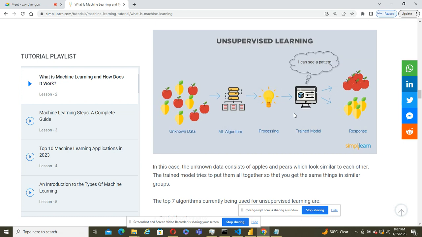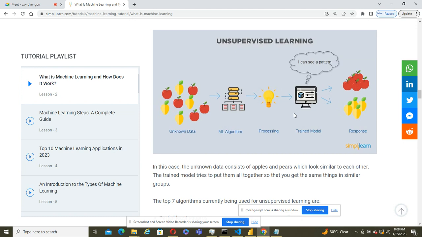With supervised learning, we know our data. The data we are giving it is apple, right? Now, we've trained it with an apple. We give it data, and it's able to detect apple. The second one, unsupervised learning, we are giving unknown data. So we are not saying whether it's apple, banana, or what. They are combined, they are mixed.